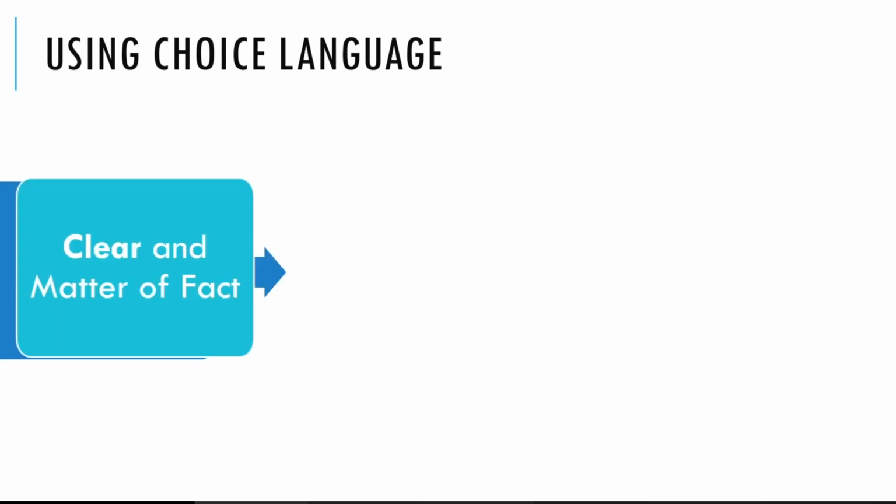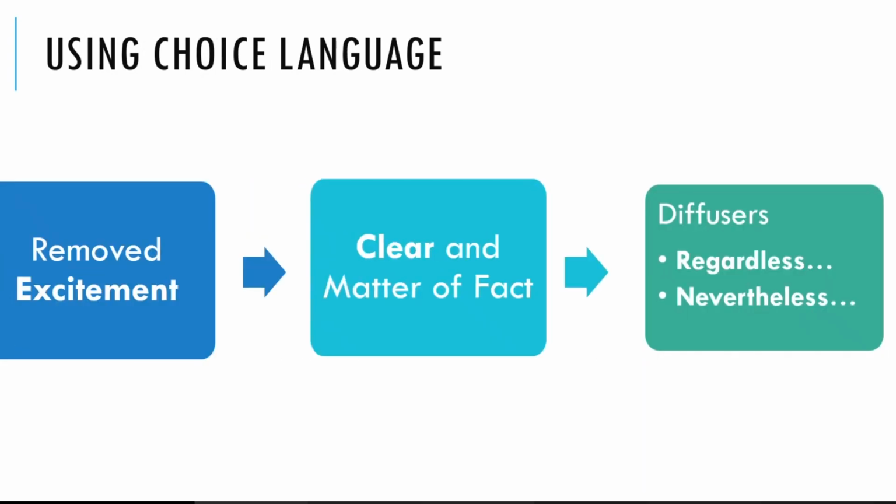Using that choice language. When we begin using choice language, you remove the excitement. You want to make sure that it's clear and matter of fact, and make sure that diffusers are there regardless. So when I say those things, you remove the emotion when the unwanted behavior happens. Be clear and matter of fact about what the consequences will be. And no matter what the circumstances are, you will enforce the consequences. That's what that means.